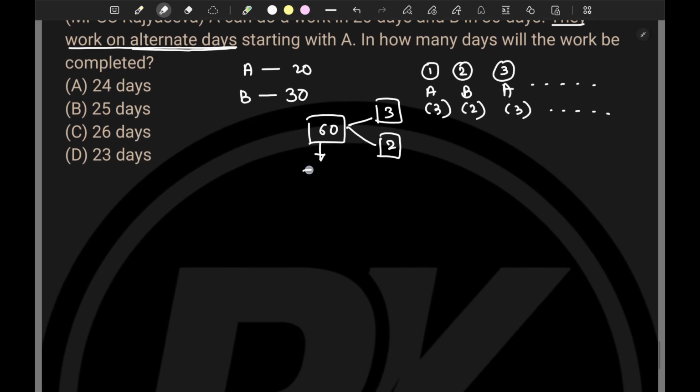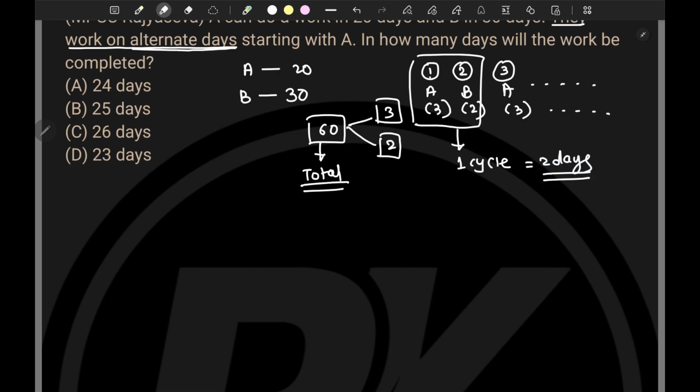Now what is the total work? So total work is 60. So here let's understand the cycle. So AB again, this is repeating. So this is one cycle, right? And one cycle is equal to how many days? This is the first day, this is the second day. So one cycle is equal to 2 days, and in 2 days how many portions of the work are completed? 5 portions of the work are completed.